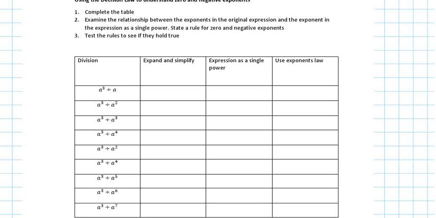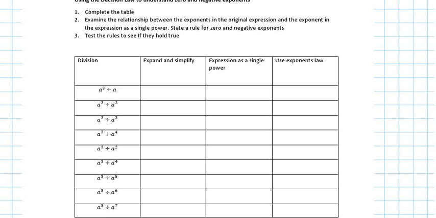So we're going to first write it in expanded form and simplify, and then we're going to express it as a single power, and then we're going to use the exponent law as we did prior to that. We're going to see what the difference in the answer is. So I have a cubed divided by a.